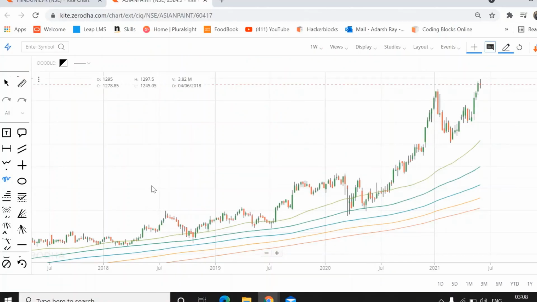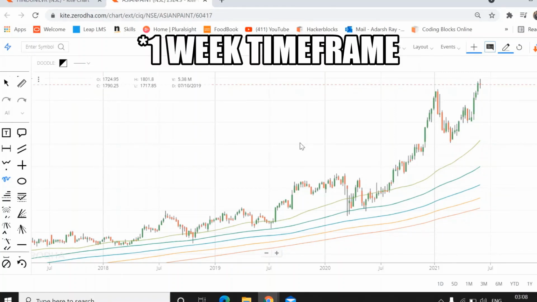Okay, so now we have come back to the charts. Here you can see this is a chart of Asian Paints, and currently it is in a 1 day time frame. Okay, so first we'll see the 1 day time frame.